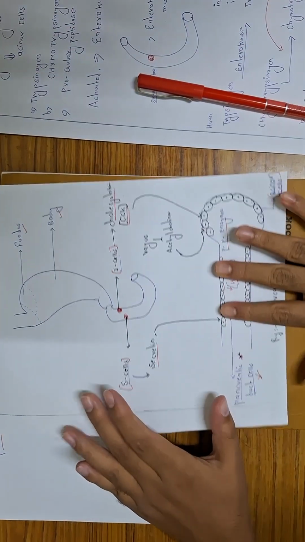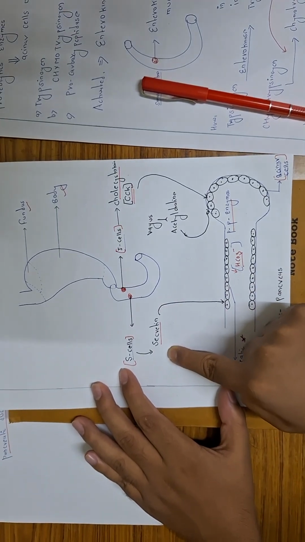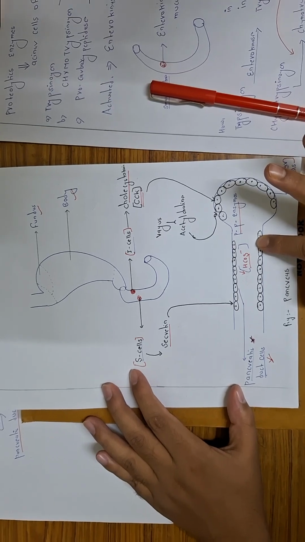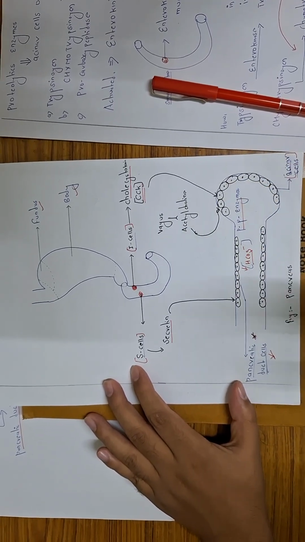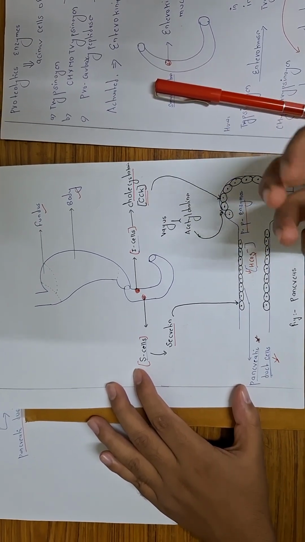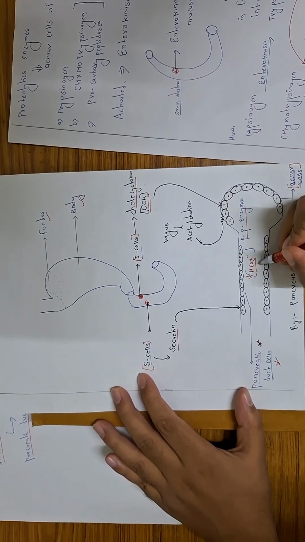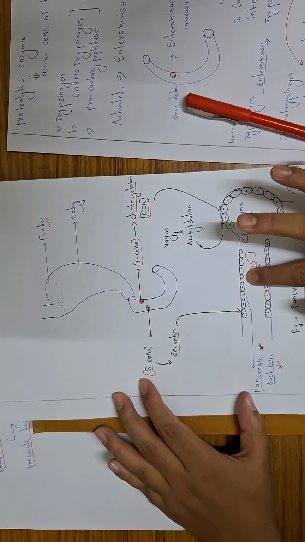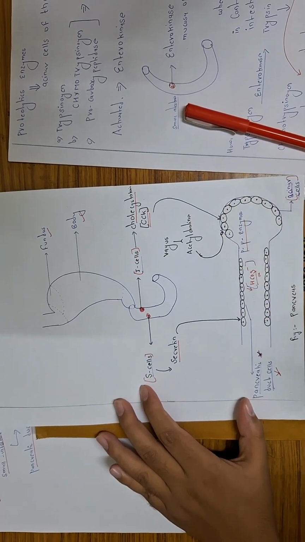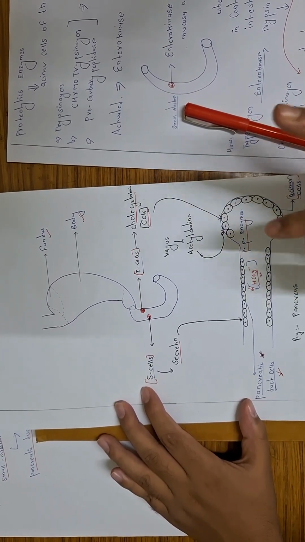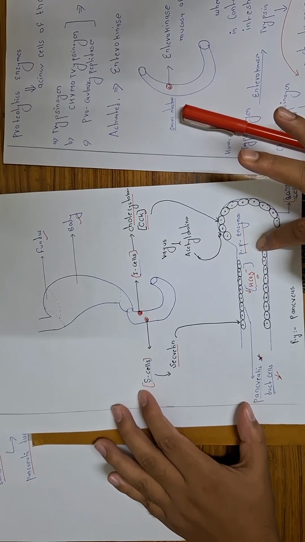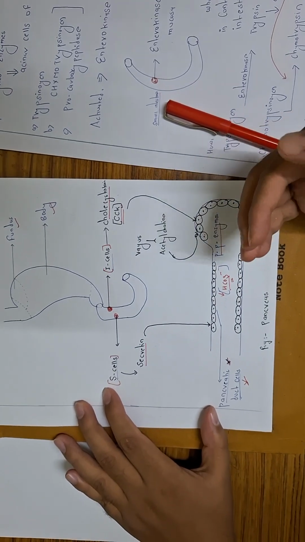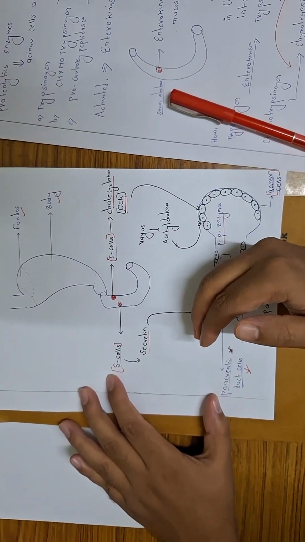In the same way, when secretin, which is produced by the S cells, acts on the ductal cells of the pancreas, these ductal cells produce bicarbonate. We can see that this is bicarbonate, which is produced by the ductal cells of the pancreas. Then the enzymes produced by acinar cells and the bicarbonate produced by the ductal cells both flow through the long pancreatic duct.